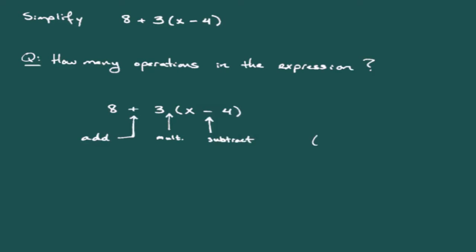Well, if we diagram it out a little bit, what we see here is that we have the operation of multiplication with the 3 multiplying the parentheses. We've got the operation of subtraction here with the x minus 4. We've got the operation of addition here with 8 plus everything that we evaluate back here. And so in total, we've got 3 operations to evaluate this expression.